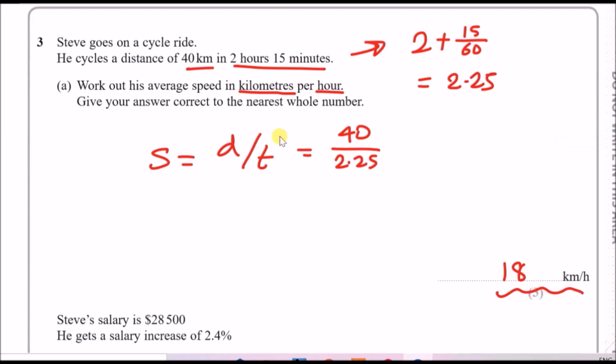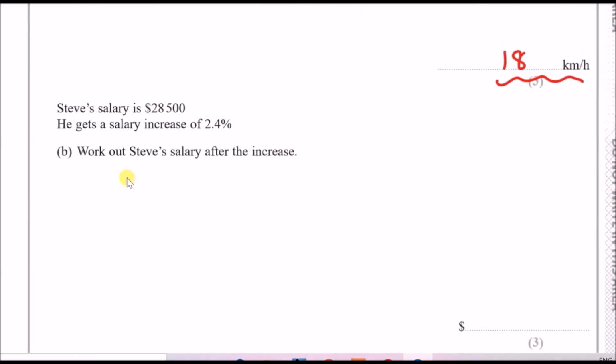Yeah. Now next part. So here they're saying Steve's salary is $28,500. All right, decent. He gets a salary increase of 2.4%. Work out Steve's salary after the increase. Now for these kind of questions, there's a really nice formula to work with, and this is the one I use.